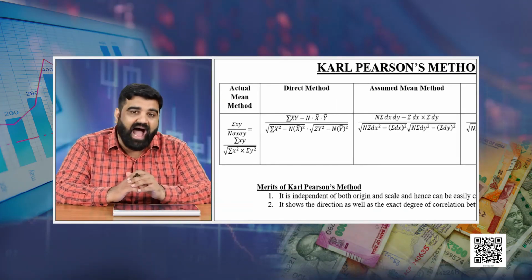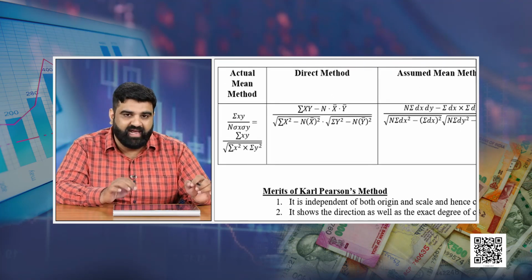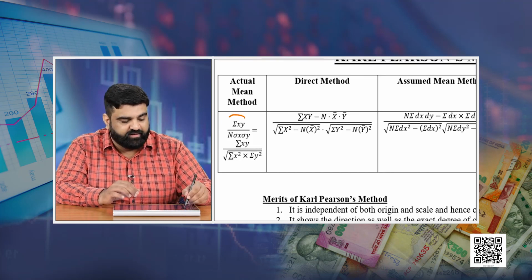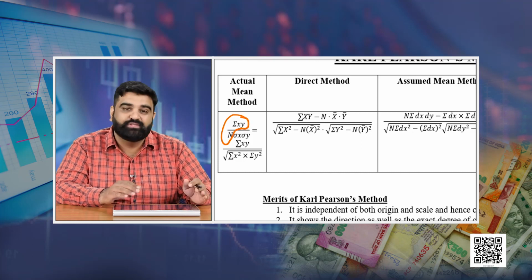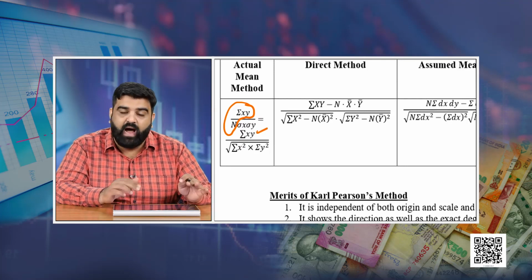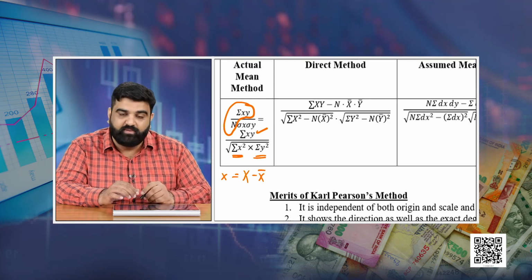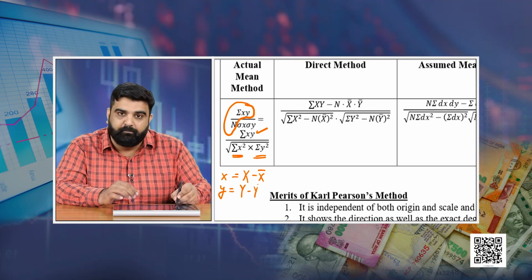The first method is the actual mean method. The formula for this is sigma xy upon n, standard deviation of x multiplied by standard deviation of y. Basically, this part, sigma xy upon n, is the covariance of x and y. This can also be rewritten as sigma xy upon square root of sigma x square into sigma y square. Now, what are this x and y? This small x represents the difference between the variable X and the mean. Similarly, small y depicts the difference between the variable Y and the mean.